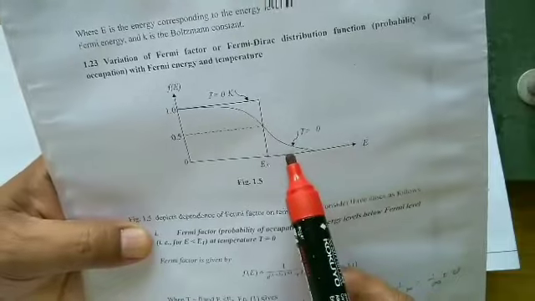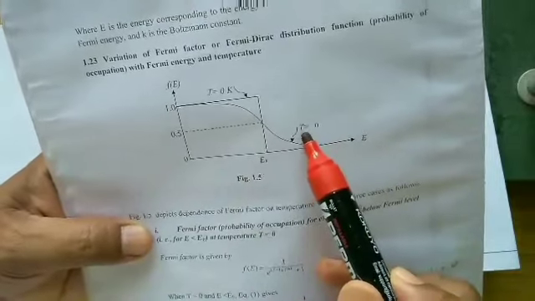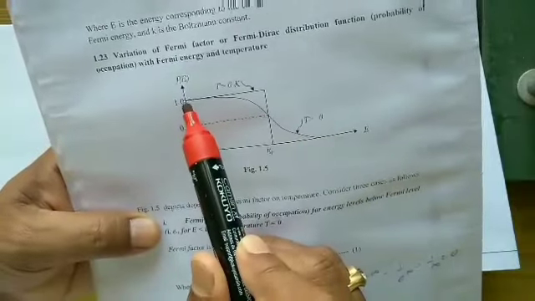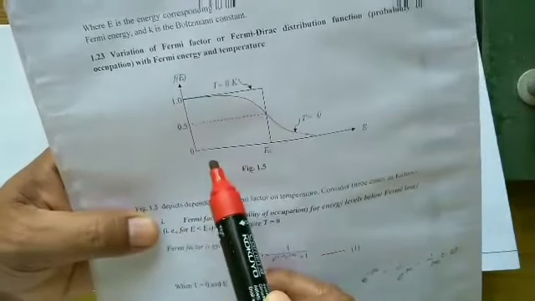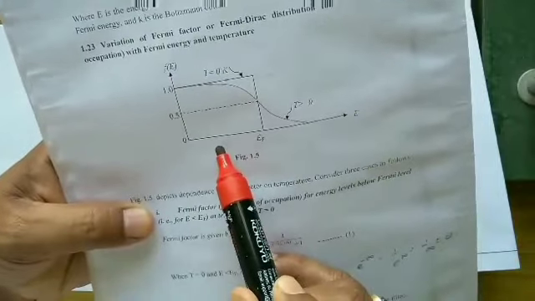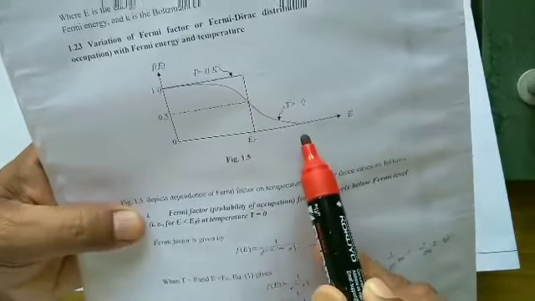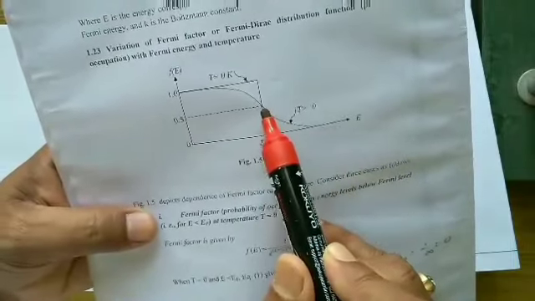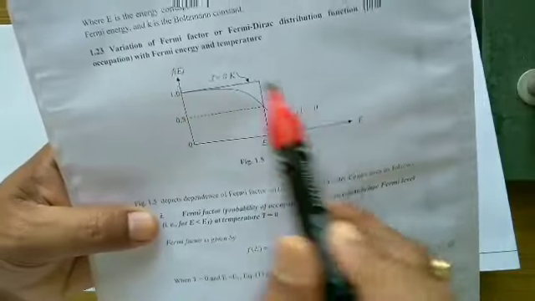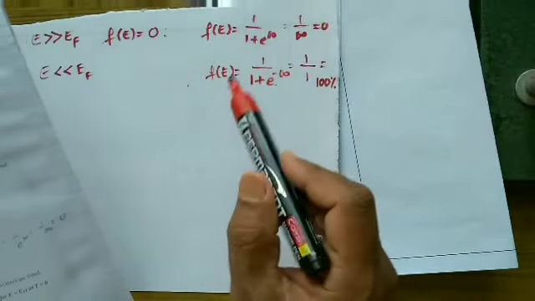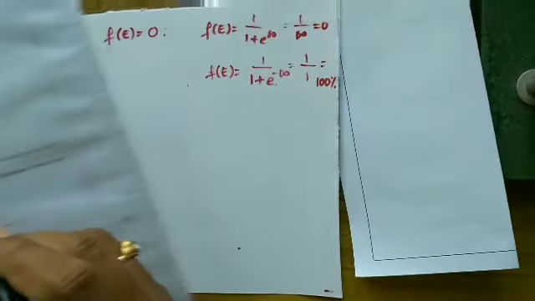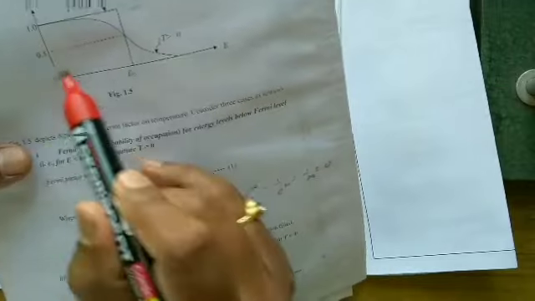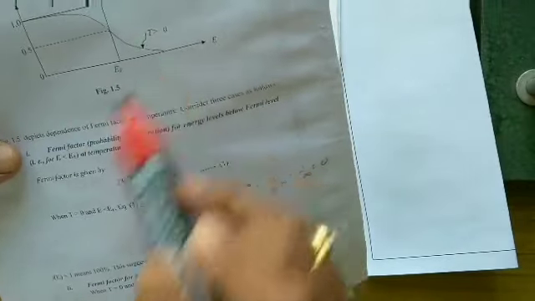And at higher temperature, at temperature greater than 0, we could show that 100% probability is there for E very small compared to EF. Whereas if E is very high compared to EF, it is 0. And if E is equal to EF, it is 50%. So mathematical calculations gave these few values which have been plotted here in order to understand how the Fermi factor is varying with the energy as well as the temperature.